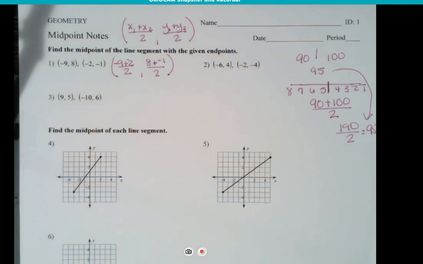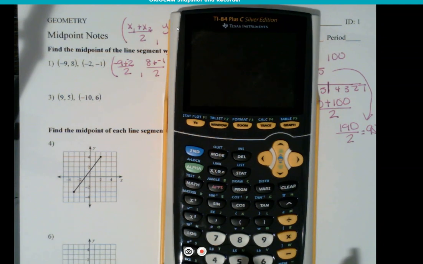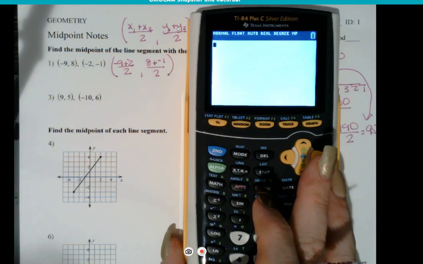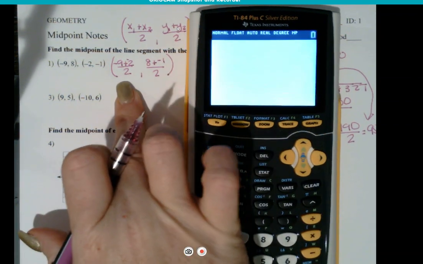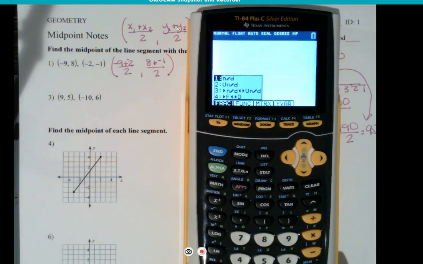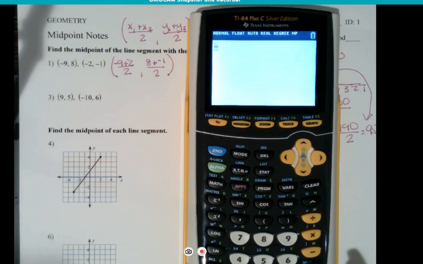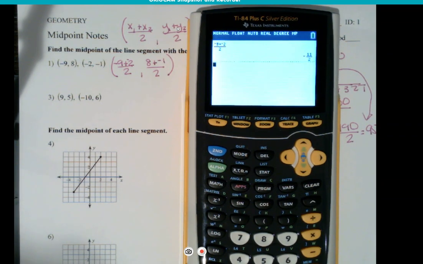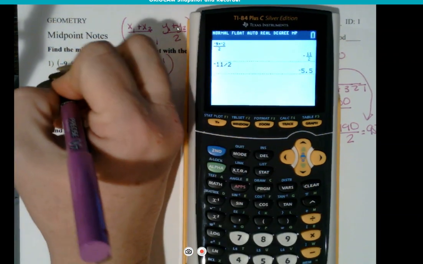You can do this 2 ways in your calculator. One gives you a decimal, one gives you a fraction. I'm good with either answer, unless they tell you which one. One is to put it in just like you see it with the fraction bar. So alpha y equals, I'm going to hit number 1, and then I can say -9 plus -2 over 2, and that gives me -11 over 2. Now, we may not know where that is on the number line. So if I want a decimal, I can just hit -11 divided by 2, and that will give me -5.5.